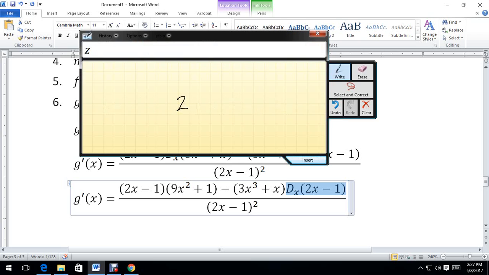Okay, so that will be 2. Derivative of 2x is 2. Derivative of negative 1 is 0. So simply what is meant here by the derivative of the low part is basically equal to 2 only. So let's try to replace that with 2. So this is multiplied by 2 over the square of 2x minus 1, 2x minus 1.